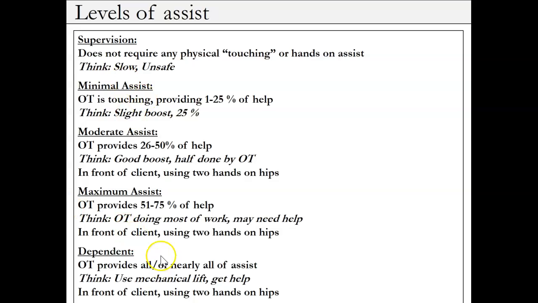And then max assist, you're doing most of the work, as much as 75% of the work. The patient is only doing like 25%. So you're really working hard, giving them a good boost. Dependent, you're pretty much doing all of it. The patient is doing very little. At this point, again, depending on the size of the person, you're probably going to need help. You're probably going to need a mechanical lift or a Hoyer lift, or 2 people to get this person up.